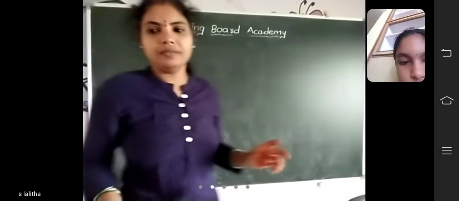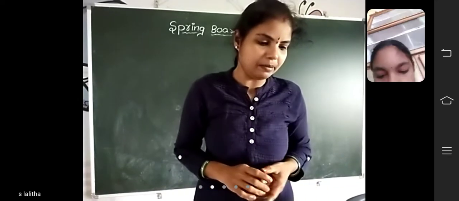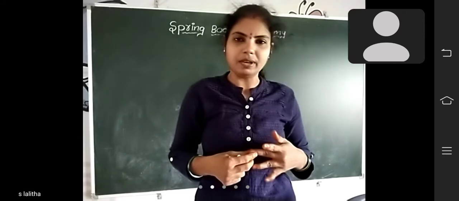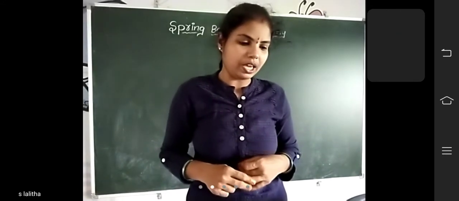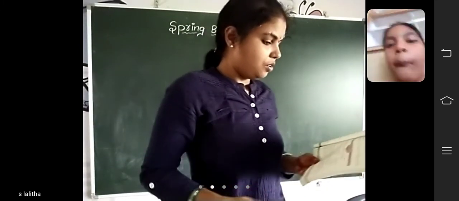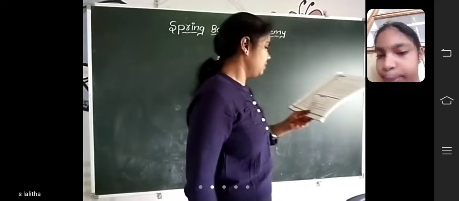Good morning children. In the previous classes we have completed up to exercise 3.1, first Roman, first term and second term. The third term I gave as homework, the fourth term I told. The fifth term you can do as homework, the sixth term I will tell you.